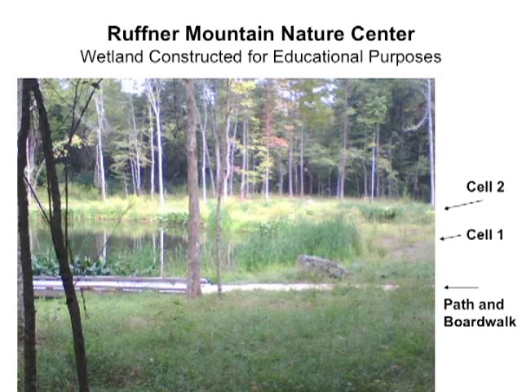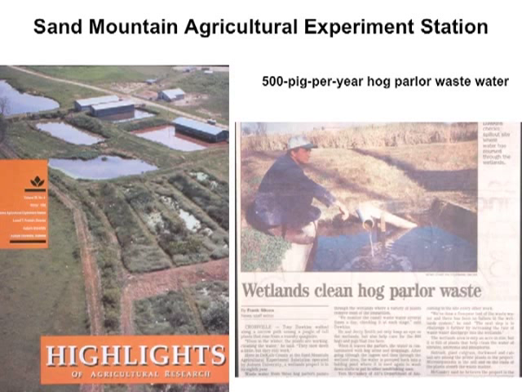And Sand Mountain Agricultural Experiment Station up at Crossville, up on top of Sand Mountain, they have a 500-pig-per-year parlor wastewater, and that's in these lagoons, and it wasn't cleaning the water much at all, so they came in and put in a 10-cell constructed wetland. And those cells are cleaning the water so well, they then capture it. You can see the wetland here. They capture that water and pump it back up on the facility to reuse it on the experiment station.